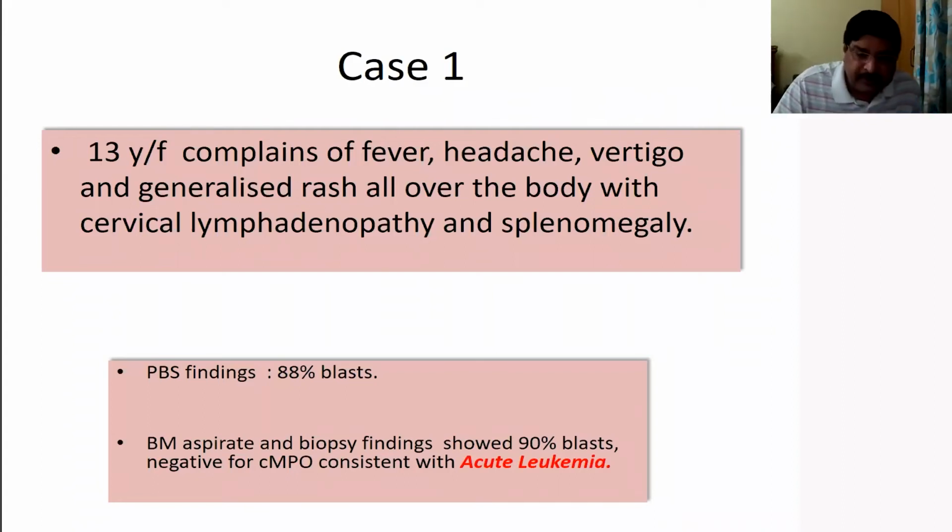Peripheral blood smear findings showed 88% blasts in the peripheral blood. The bone marrow aspirate and biopsy findings show a large number of blasts, to the extent of 90%, which are negative for cytoplasmic MPO cytochemically, consistent with acute leukemia. So acute leukemia is no doubt. But that's not enough. You have to say whether it is ALL or AML, and if it is ALL, whether it is B-ALL or T-ALL.